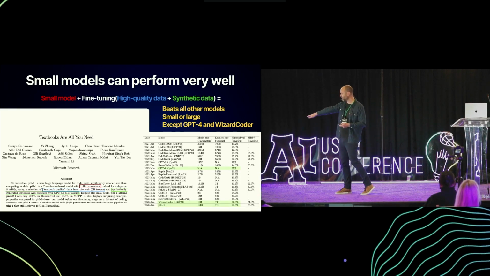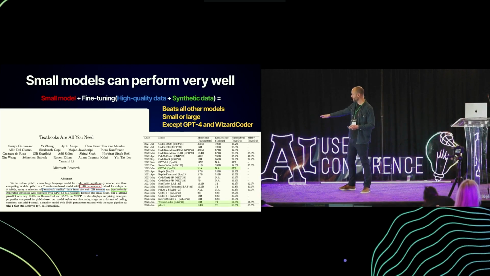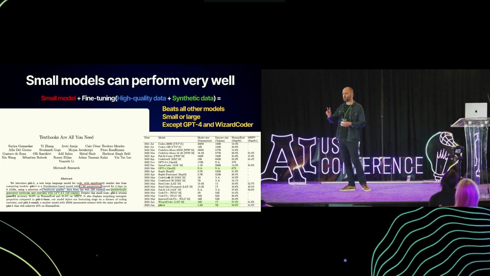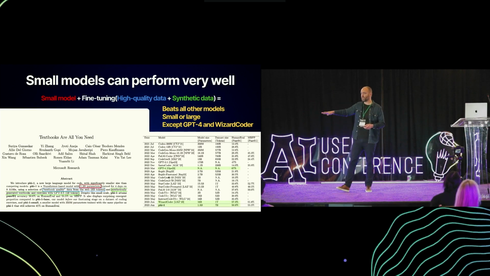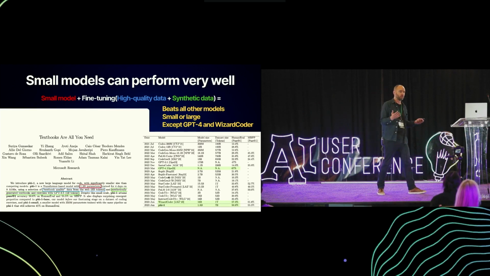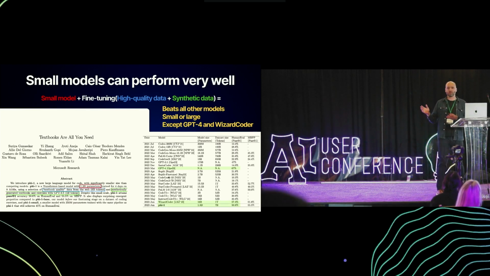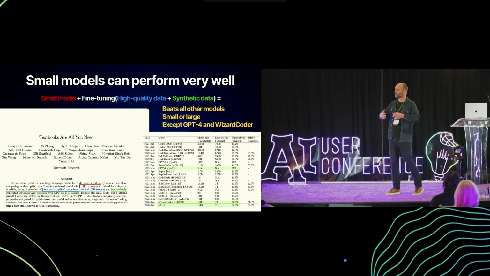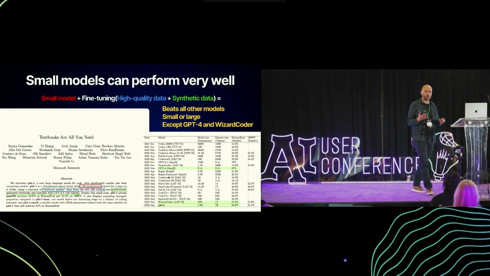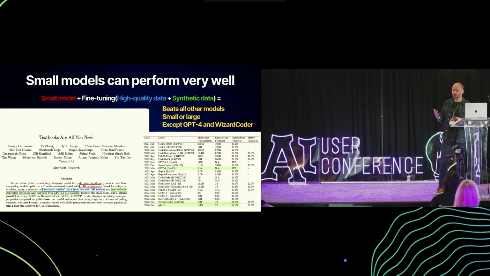At the very bottom here, you have Phi-1, and you can see the results on the HumanEval coding benchmark. The only two models that are beating Phi-1 are GPT-4 and WizardCoder. All the other ones, even though they're bigger models, do not beat Phi-1. So the point I'm trying to make here is if you take a small model and fine-tune it on a very high quality data set for a specific use case, you can have performance that is on par with large models.